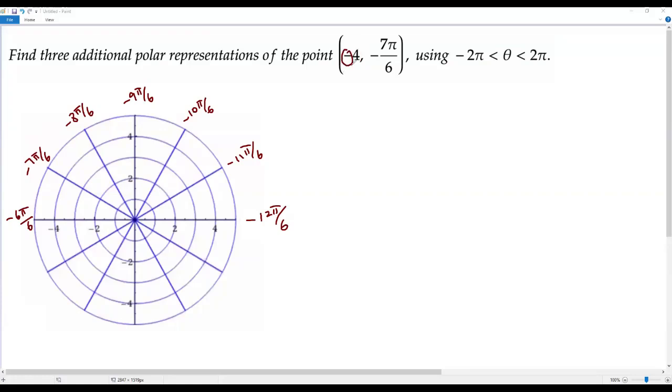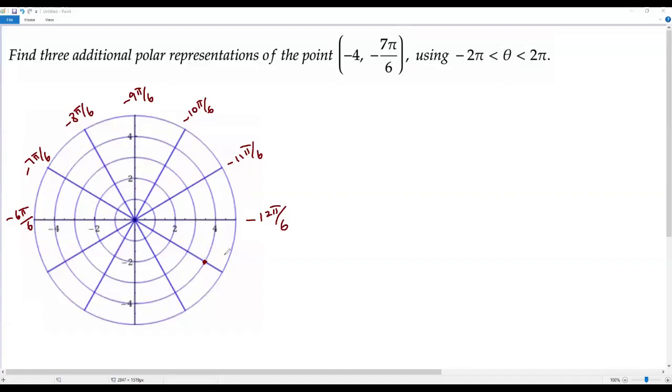Since the value of r is negative, we have to take the opposite direction of the terminal side of negative 7 pi over 6. So this is the opposite direction. In the opposite direction, I have to consider the point with radius 4 units. So that's over here: 1, 2, 3, 4. So this is the point which represents the given point. Now I have plotted the given point, negative 4, negative 7 pi over 6.